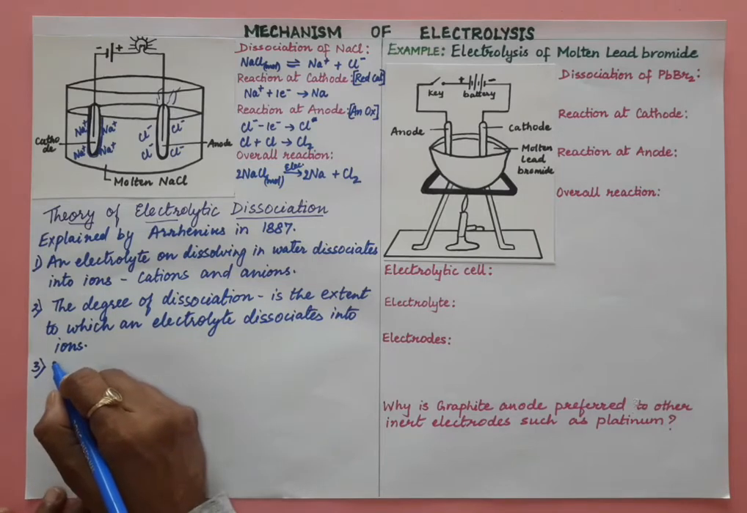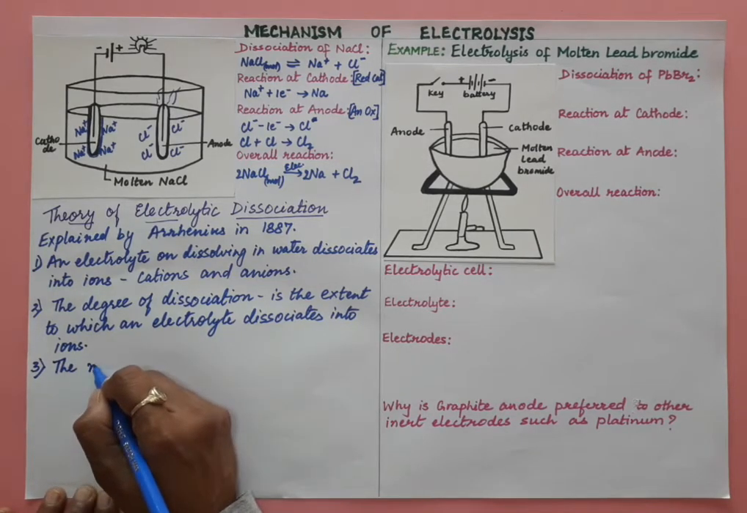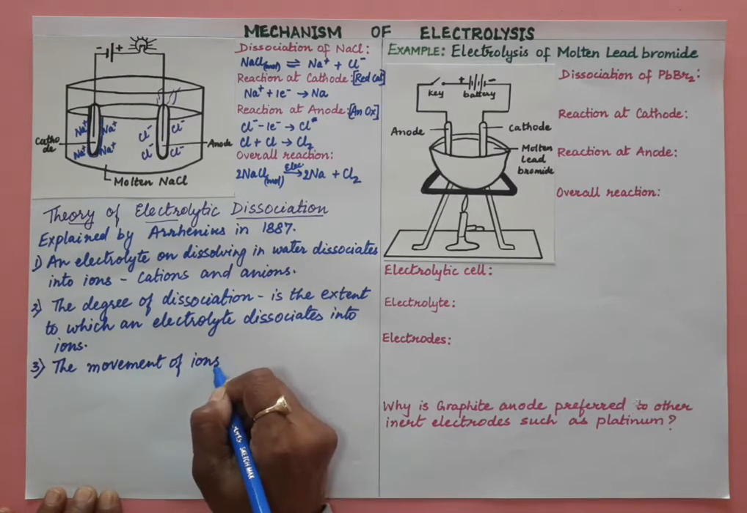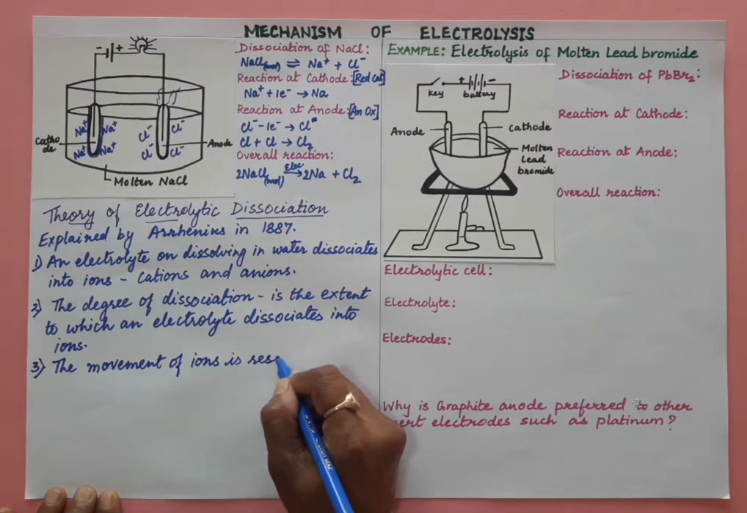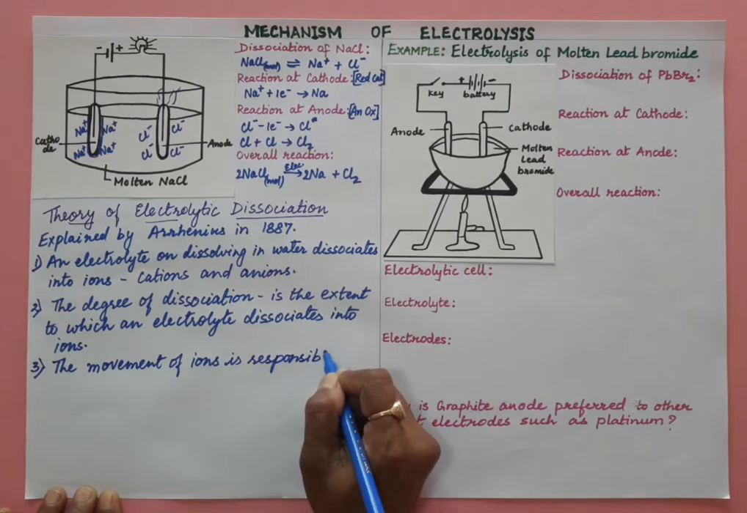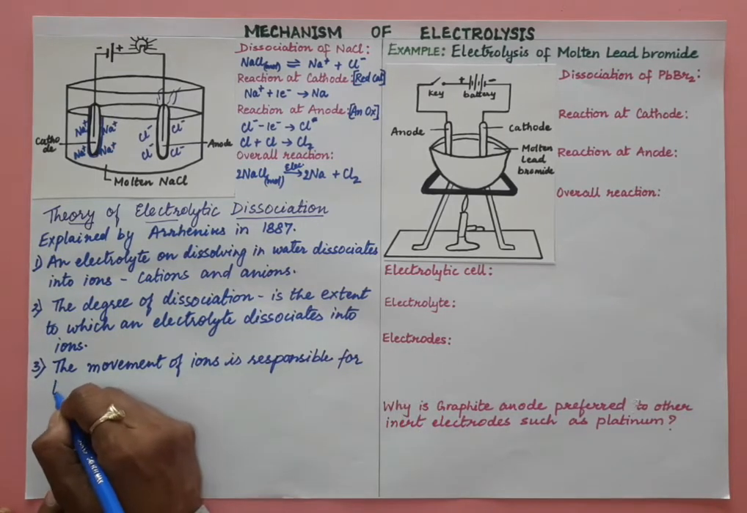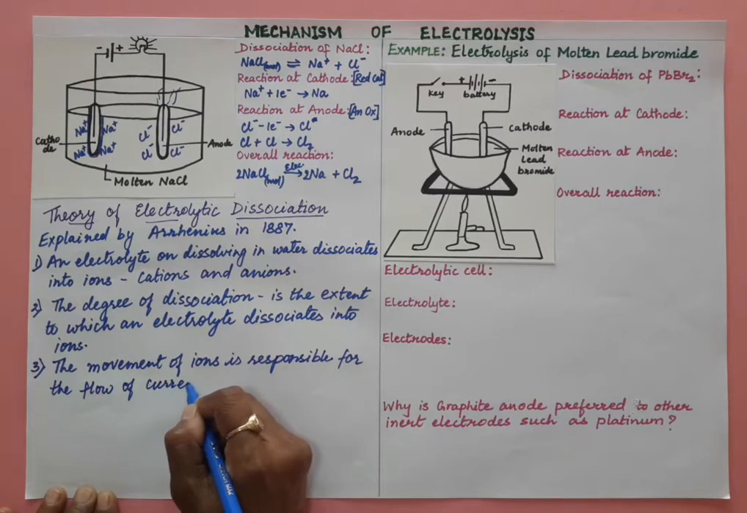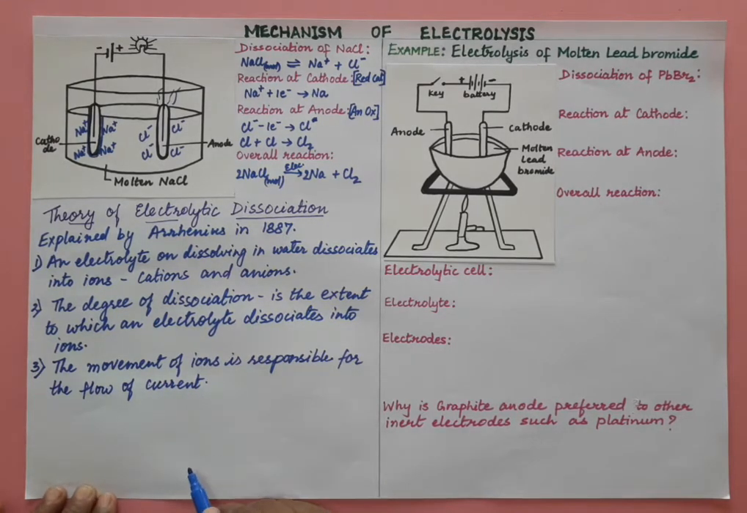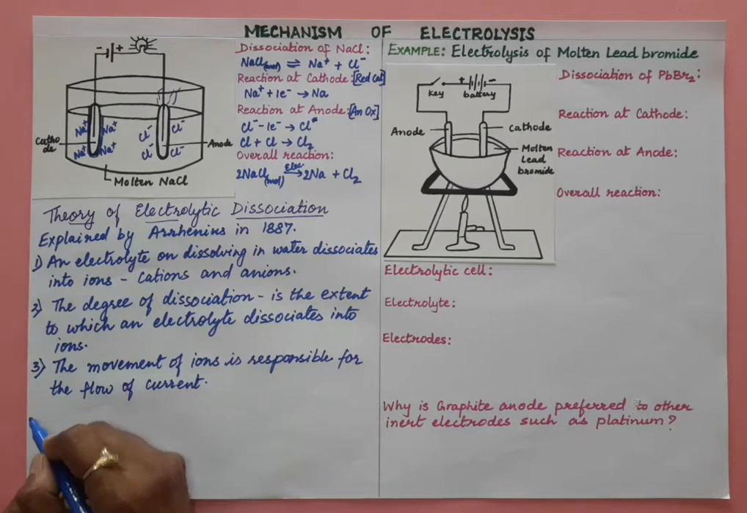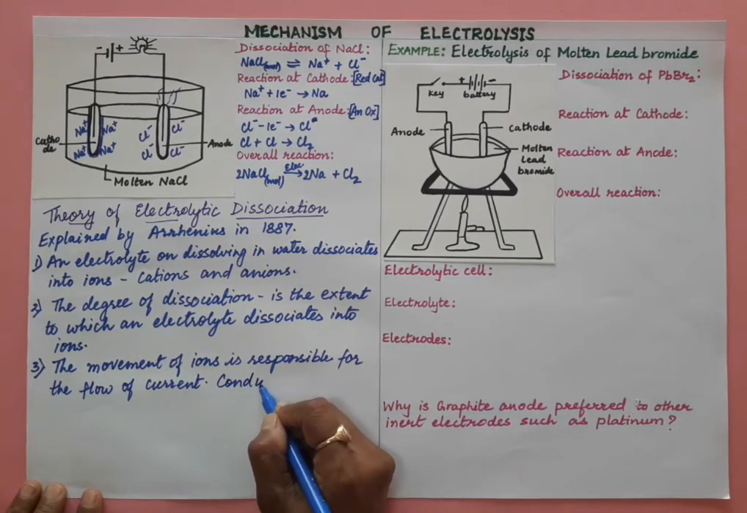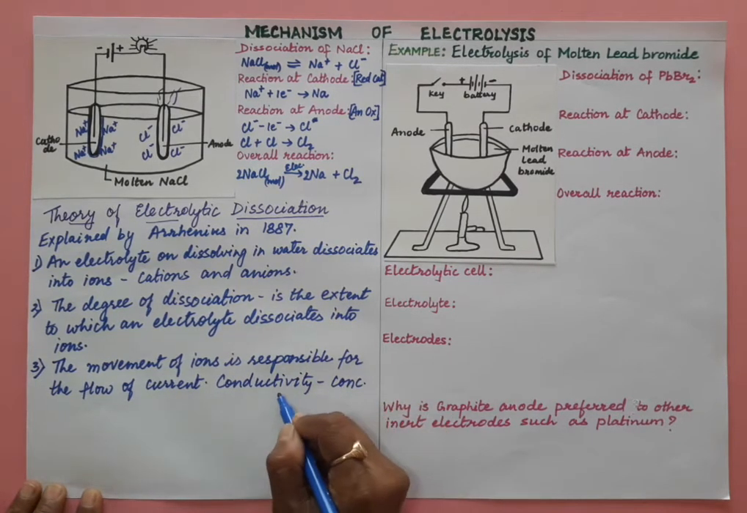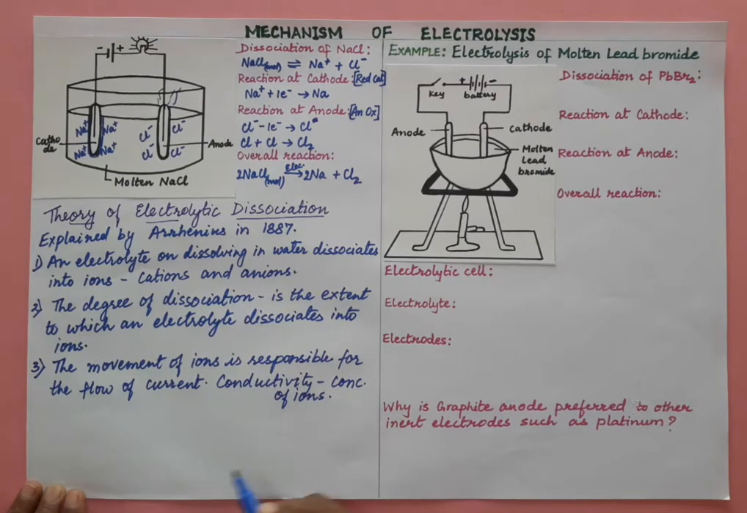Now the third postulate is the movement of ions. The movement of ions is responsible for the flow of current. And the conductivity of the solution depends on the concentration of ions in the electrolyte.